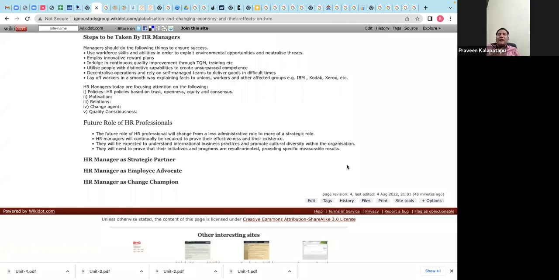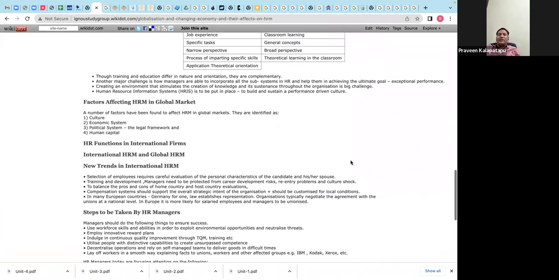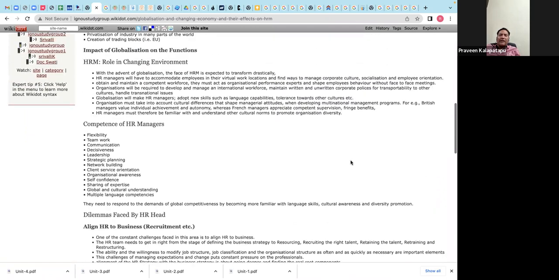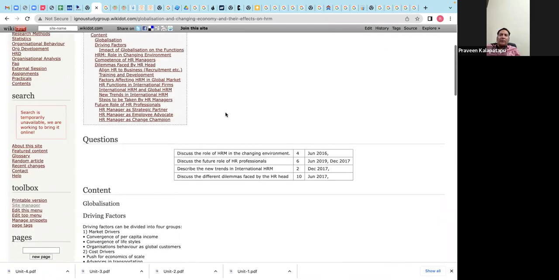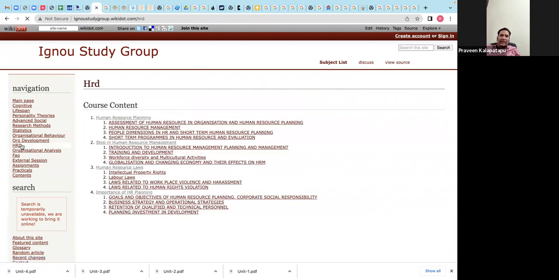Next, HR as a change champion. We already talked about change agent as one of the points. HR needs to facilitate change within the organization. They play an important role by taking the change into the people aspect. So they need to play a change champion role. That's all for this unit. That sums it up. So now we have completed block 2 of HRD with this unit 4.